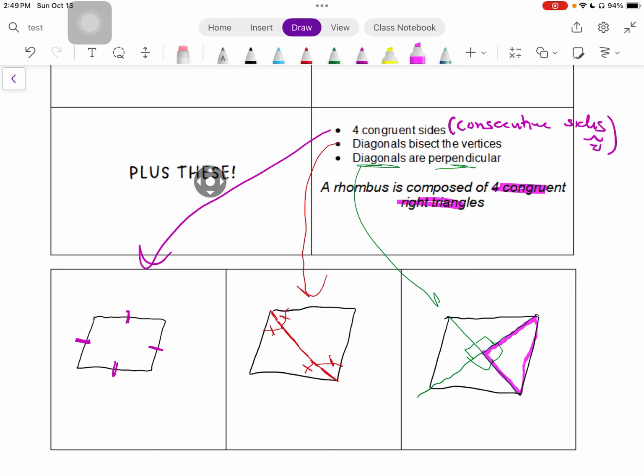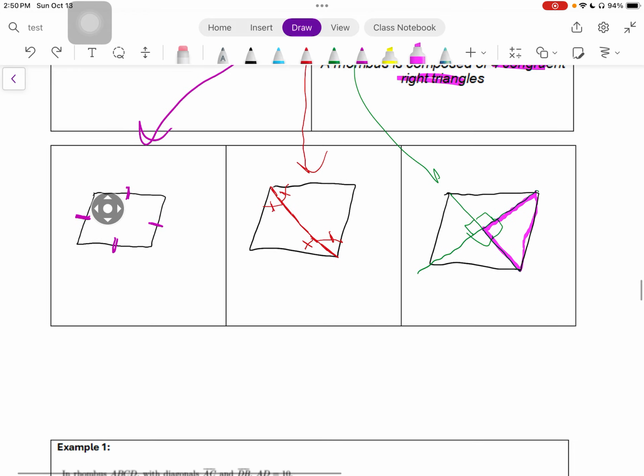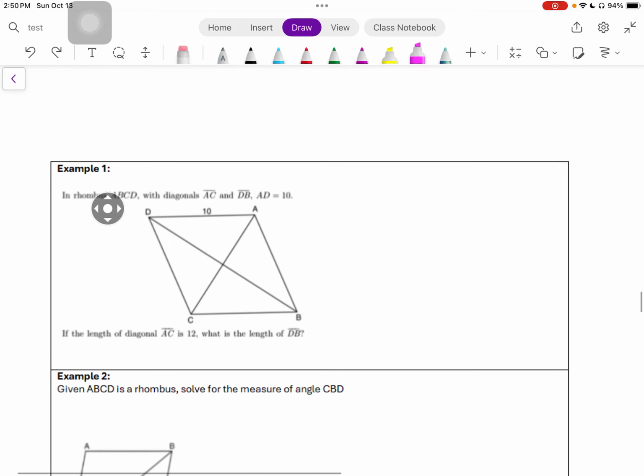So again, the big difference between the rhombus and the rectangle is the diagonals. The diagonals in the rhombus are perpendicular and they bisect the vertices, whereas the diagonals in a rectangle are congruent. That's the key difference that you have to remember. All right, we're going to get right into 3 examples using these 3 properties.